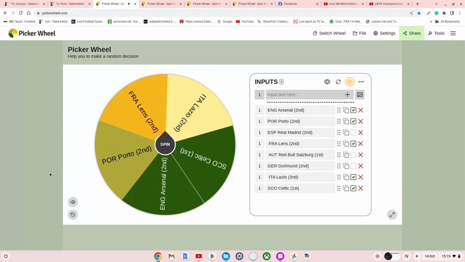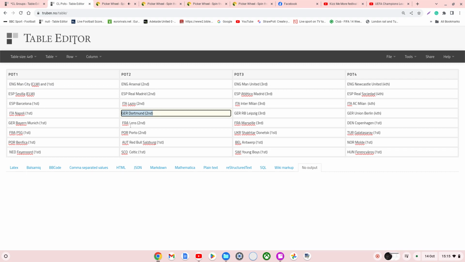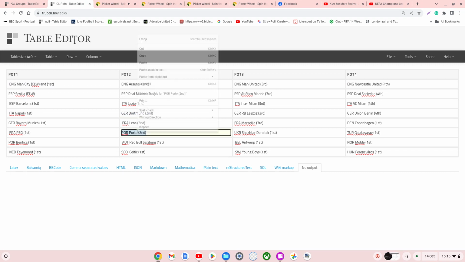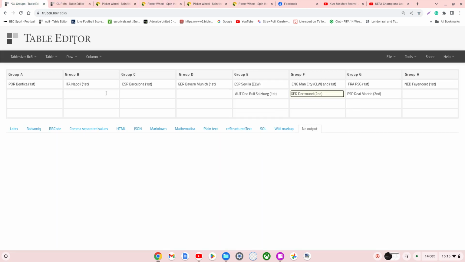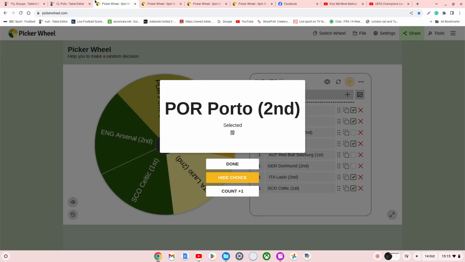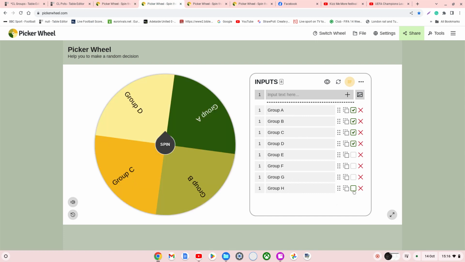Who's it going to be? And it's going to be Porto. Porto. Where are they? And let's see now. Where's Benfica? Benfica are on the... Yeah. So the only option they can have is Group H. Group H is the only available group for them. And Porto will be facing Feyenoord. So get rid of H.